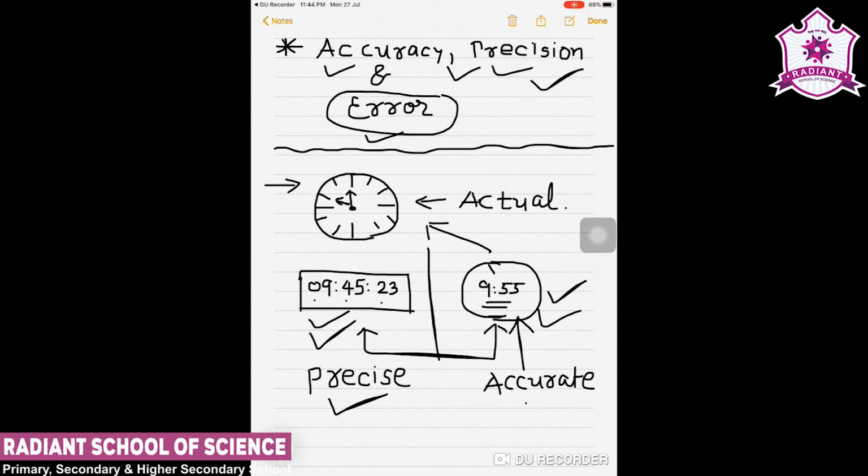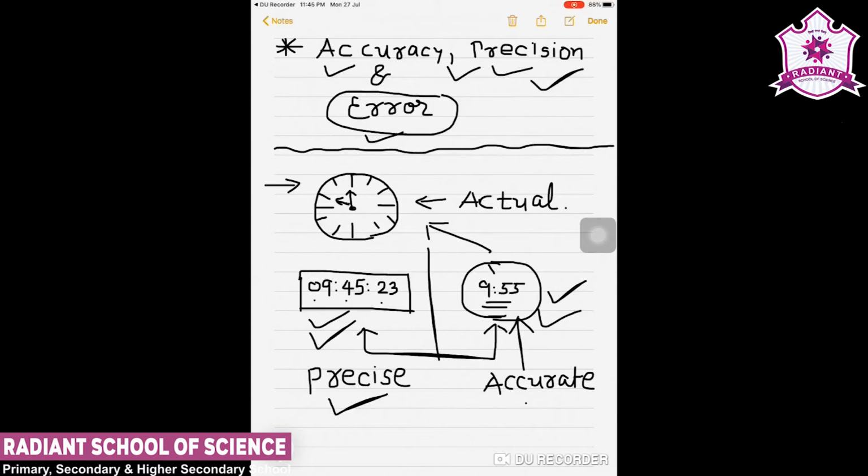So it is very clear that this clock is accurate but less precise, while this clock is more precise but less accurate. So it is very clear that we want to measure time. Time is our quantity. To measure time we need an instrument. Say a clock is an instrument to measure time.